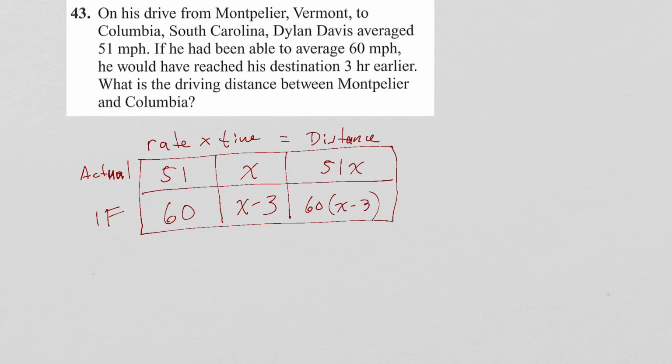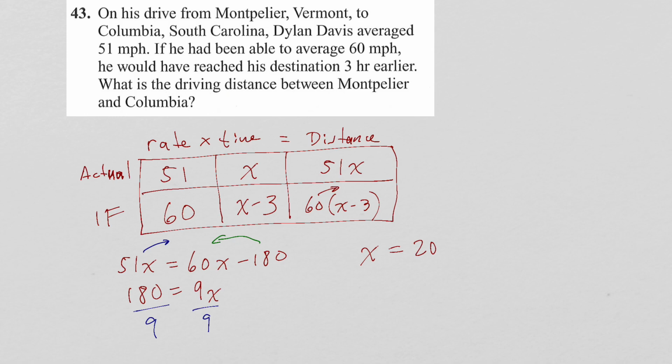Now the equation is, this is the same trip, so the distances have to be the same. So those are going to be equal. So I'm going to say 51x must be equal to 60, and I'll just distribute this. So I'll get 60x minus 180. So I'll bring this over to the right by subtracting it, and I'll get 60 minus 51 is 9x, and I'll bring this over to the left side, and we're going to get a positive 180 over there. Then I'm going to divide each side by 9, and we're going to get x is equal to 20.